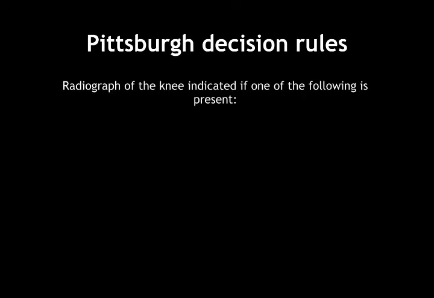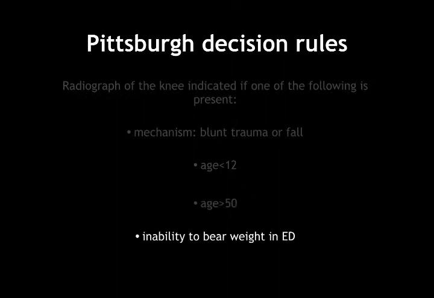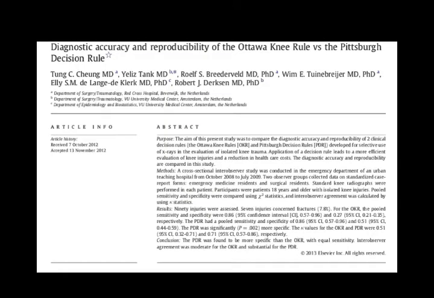Pittsburgh Decision Rule advises a knee X-ray only if one of the following is present: the mechanism is blunt trauma or fall, the age is less than 12 years or more than 50 years, and inability to bear weight in the emergency department. There have been many studies comparing the two rules, and all of them agree that both are very sensitive in determining the optimal prescription of X-ray, whereas Pittsburgh Decision Rule is more specific than Ottawa Knee Rule in ruling out a negative X-ray.